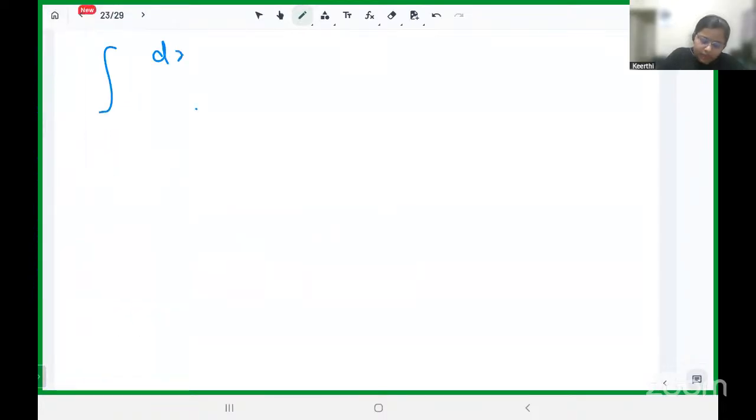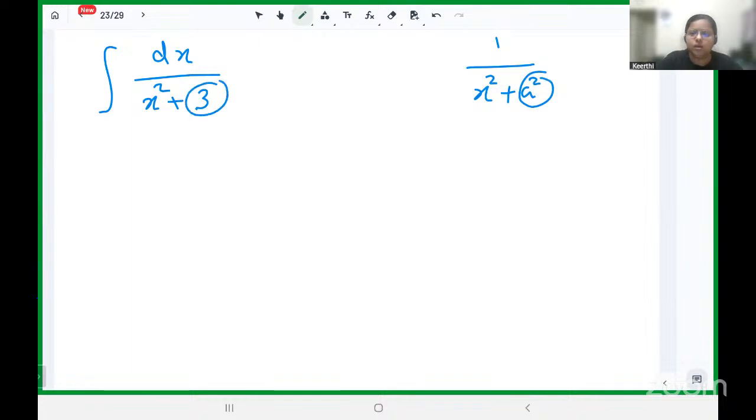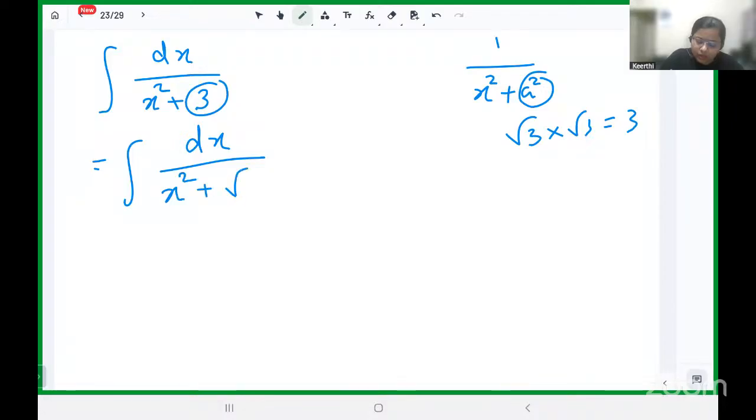Integral dx by x square plus 3. It is same as integral 1 by x square plus 3 dx. Okay, I wrote that dx on the numerator side. So can you compare it with 1 by x square plus a square? Here we don't know the root of 3. What is root of 3? Root 3 itself, isn't it? So we know root 3 into root 3 is equal to 3, so we can write this as integral dx by x square plus root 3 the whole square, isn't it? Root 3 the whole square is nothing but 3.